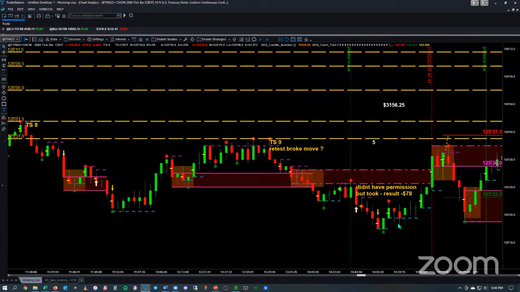But still, it looks like that stopped out there, just a little bit further right, hit our trailing stop. But you still made $3,100. Correct.